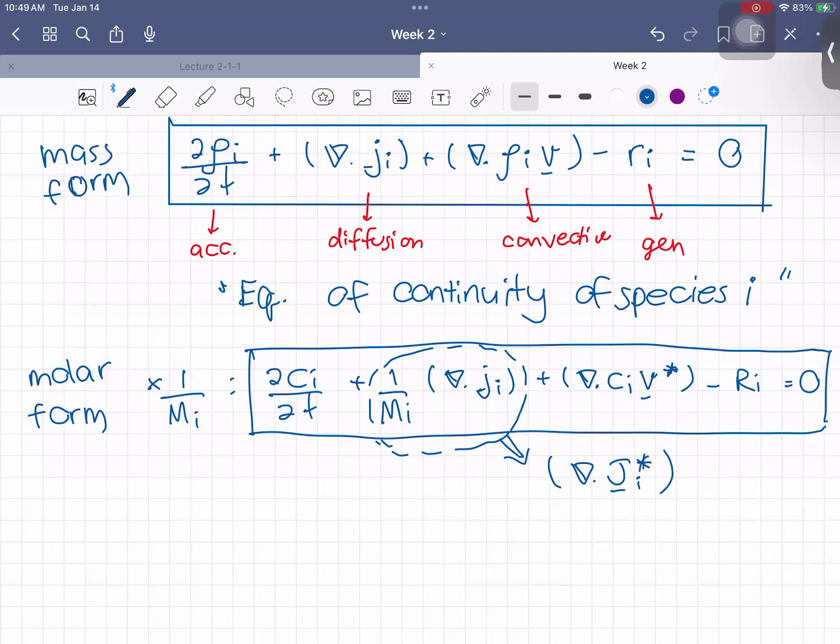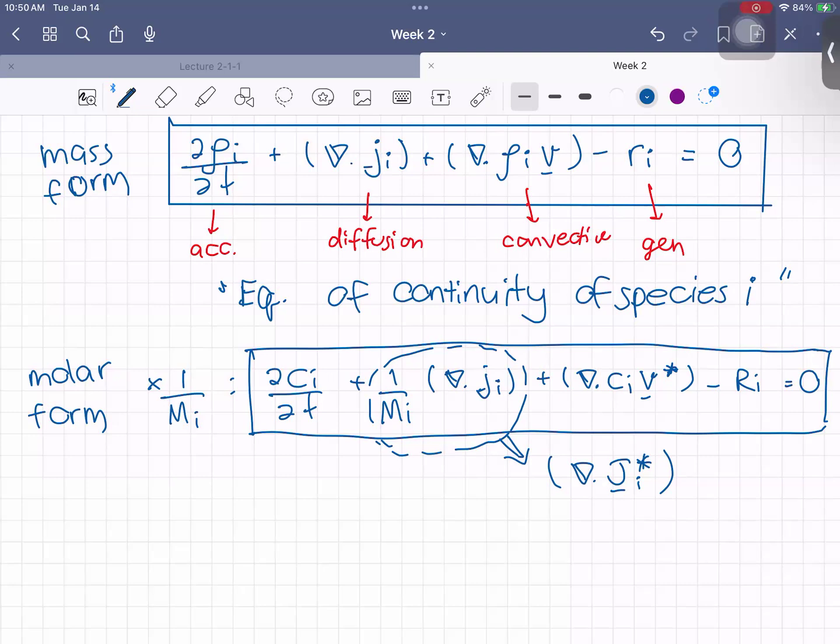Any questions? It depends on the problems. If it's in the mass form, you just use the equation on the top. But if the information in the problem is given in the molar form, just use the bottom one. And these two equations are for species i in the mixture.